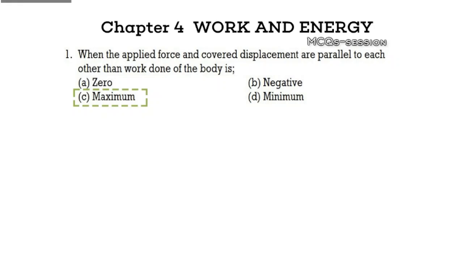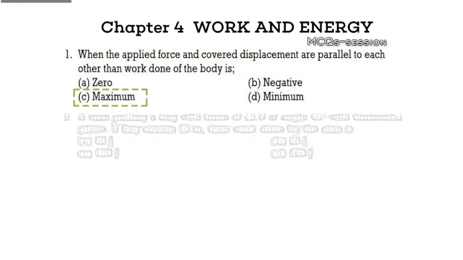Explanation: when force and displacement are parallel, the angle between them is 0 degrees, and work done is calculated as force multiplied by distance multiplied by cosine of 0 degrees. Since cosine of 0 degrees equals 1, the work done is at its maximum value.